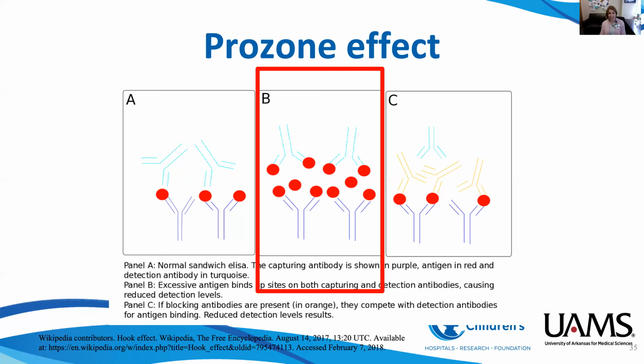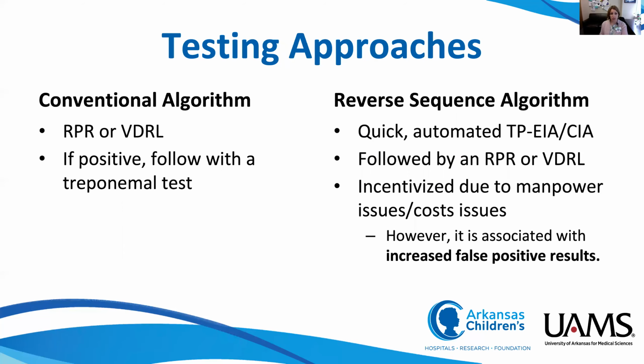That means you're really positive, basically. The way to get around this is you dilute your specimen and go from there. So there are testing approaches.